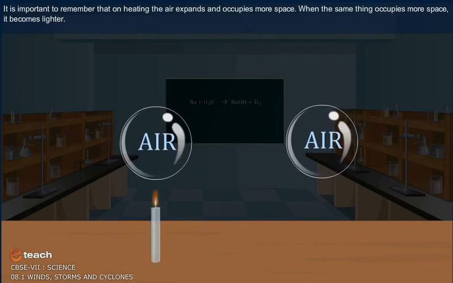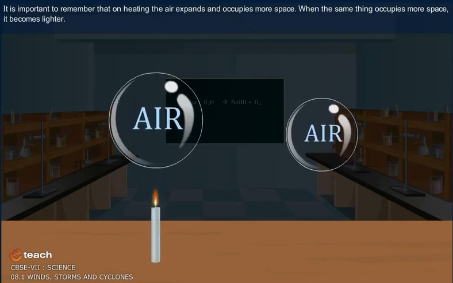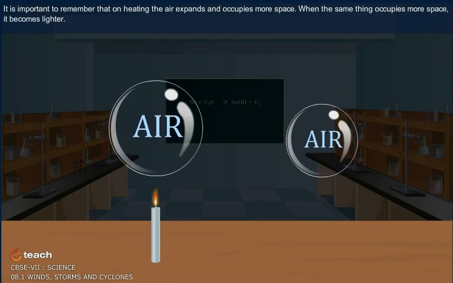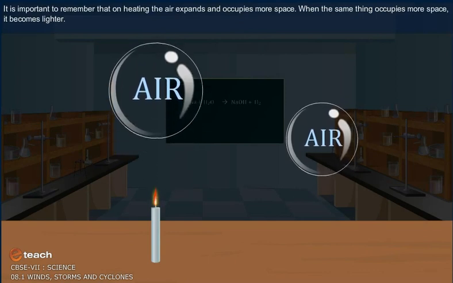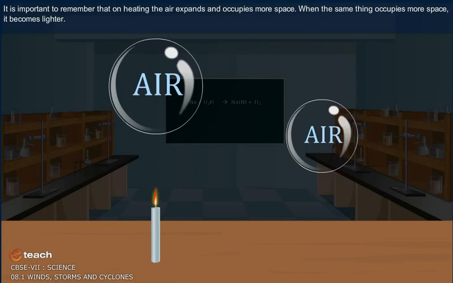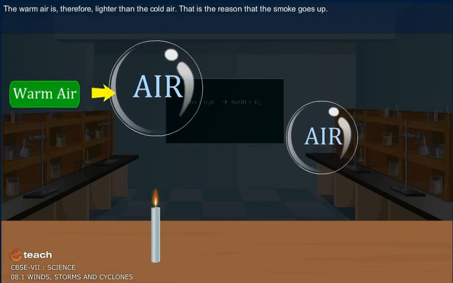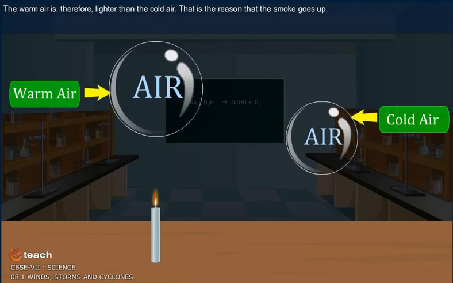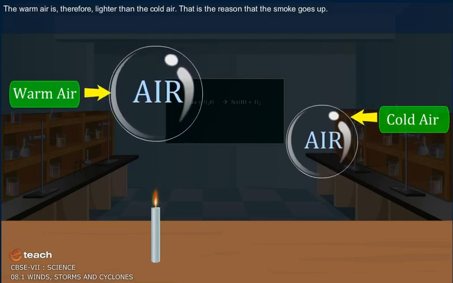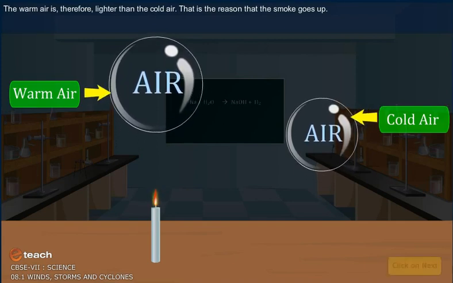It is important to remember that on heating, the air expands and occupies more space. When the same thing occupies more space, it becomes lighter. The warm air is therefore lighter than the cold air. That is the reason that the smoke goes up.